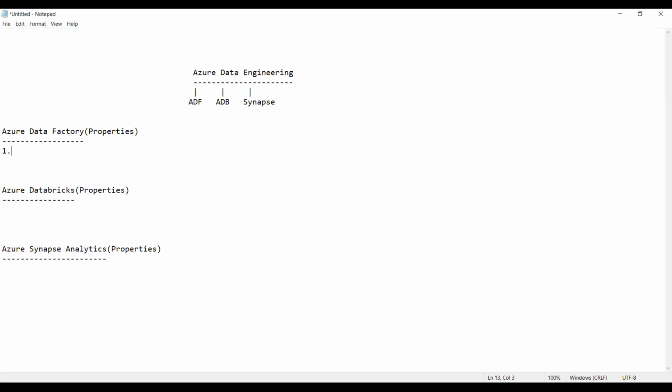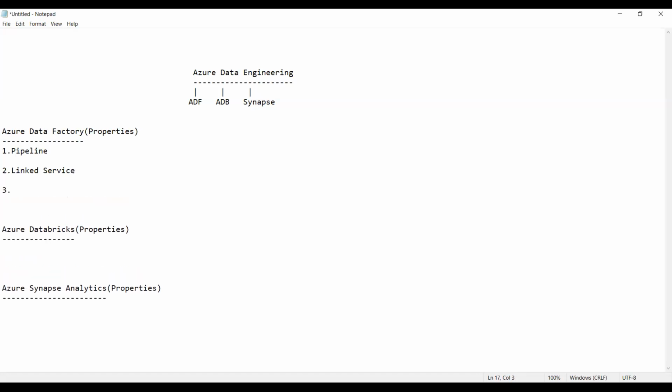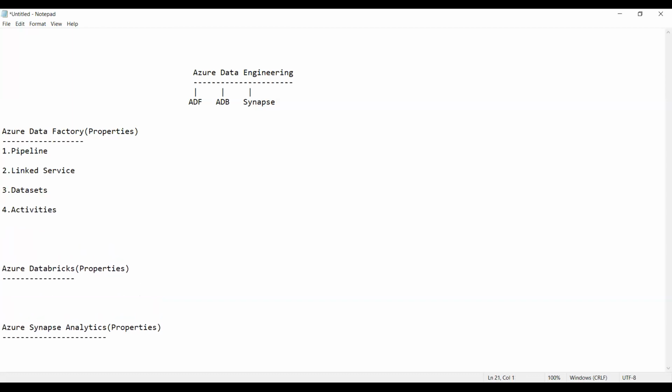So guys, the first property of the Azure Data Factory is pipeline, or else you can say components also. Pipeline, then you have linked service. And the third one is, what is it? You have data sets. Pipeline, linked service, data sets. Fourth one, then you have activities. Fifth one, what is that? Integration.